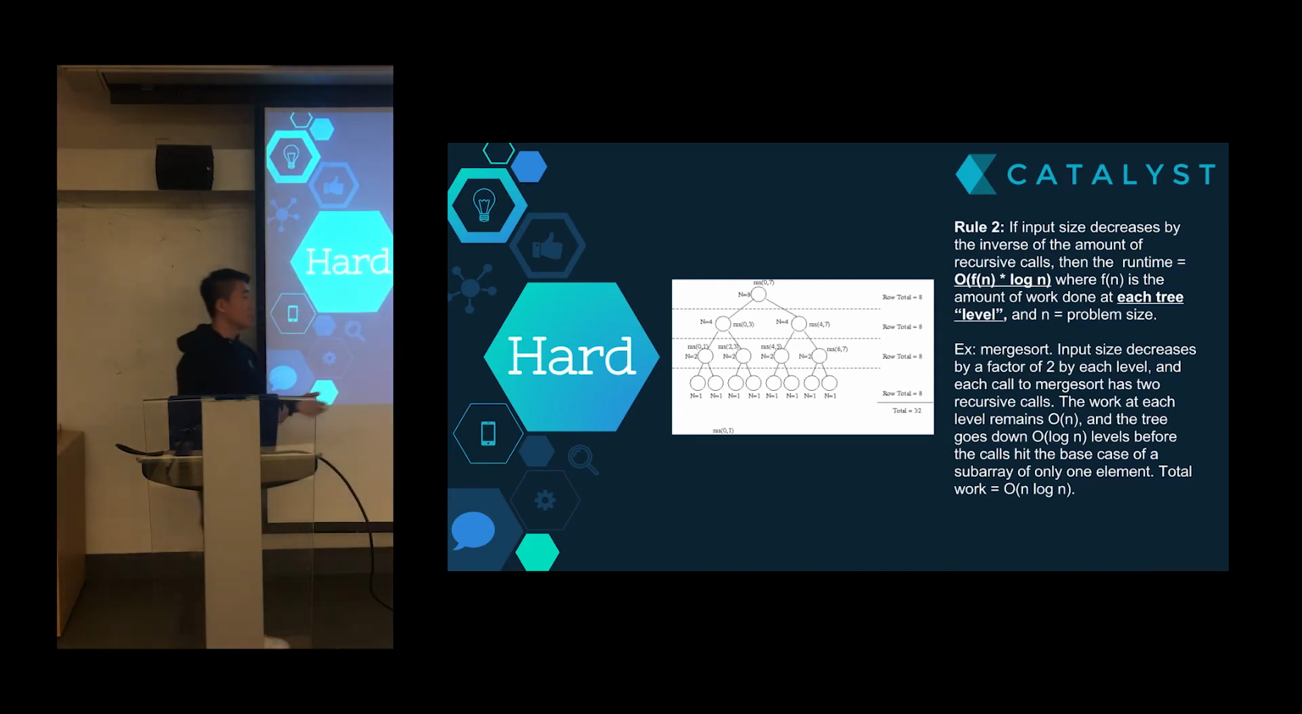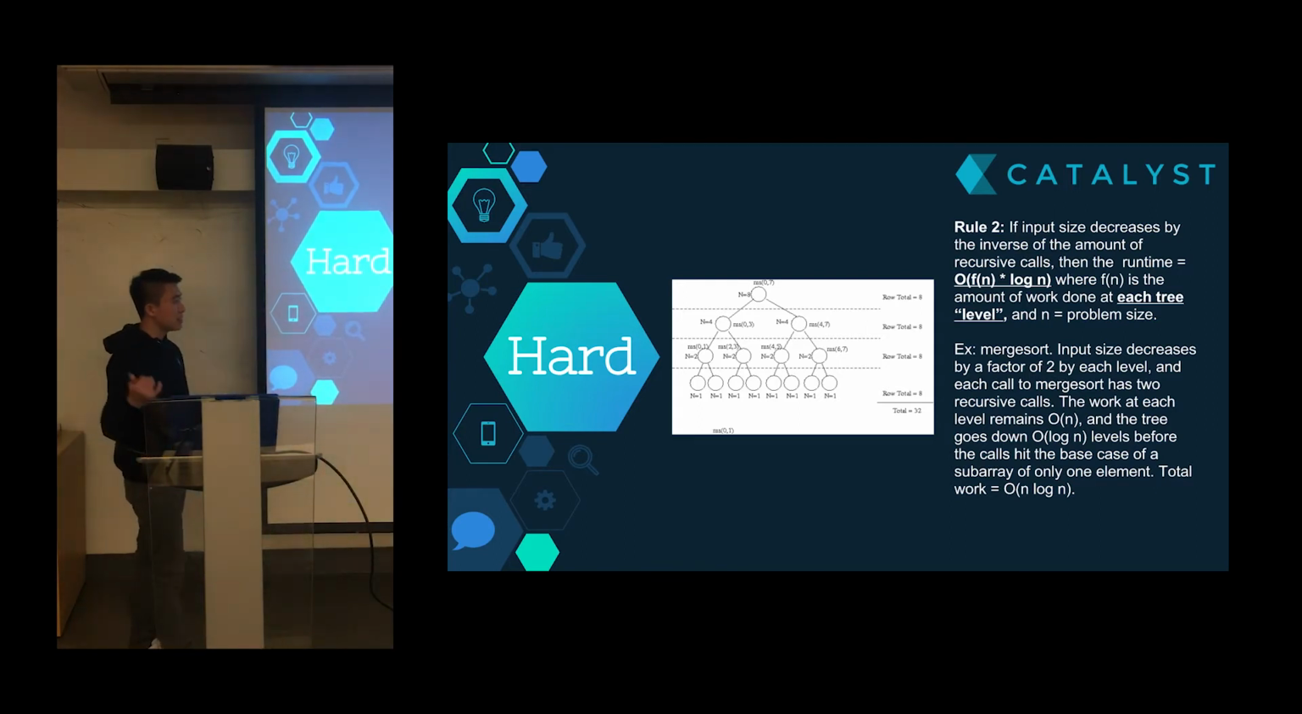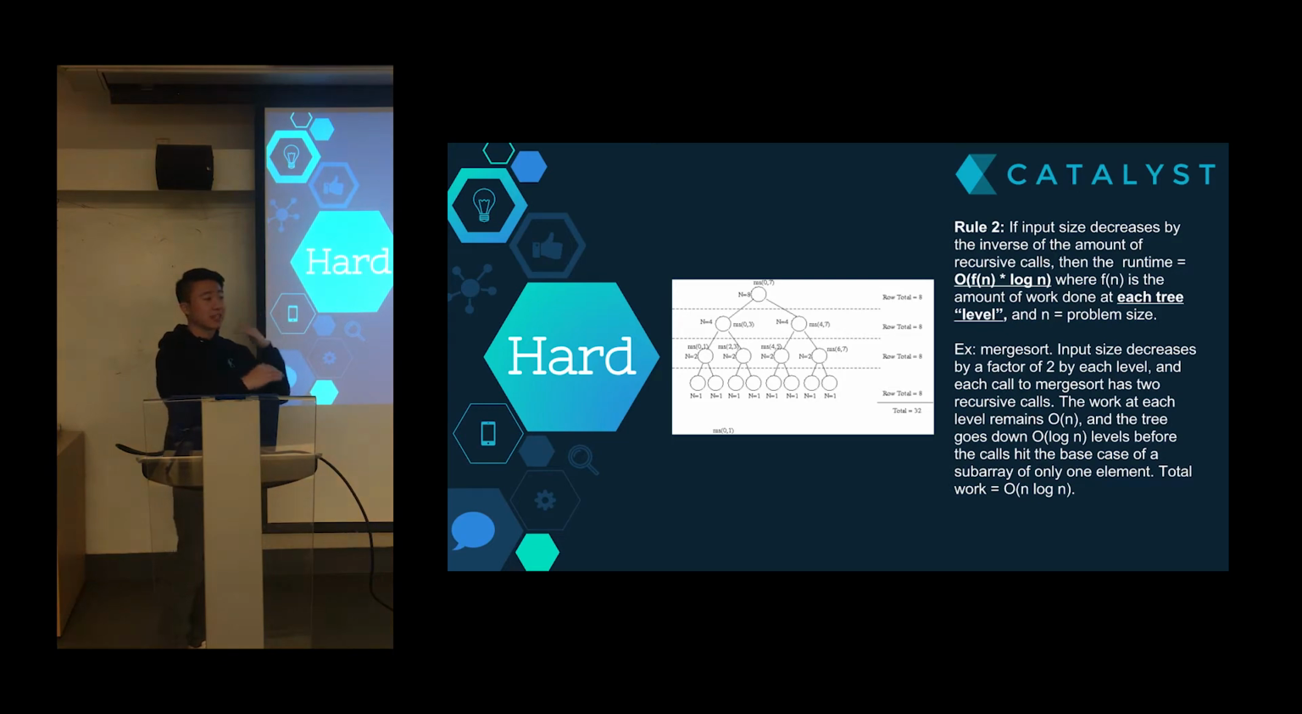So an example of this can be merge sort, right? Merge sort works by recursing until you get to subarrays of length 1, and then merging these sorted arrays one by one. So your problem size decreases by a factor of 2 at each level, but each call to merge sort also has 2 recursive calls. Therefore, you can think of these two as canceling out.